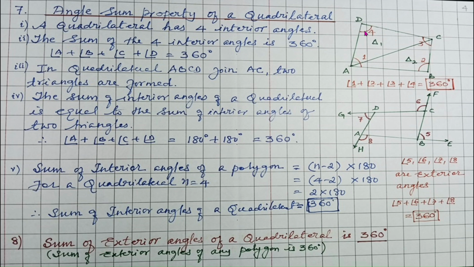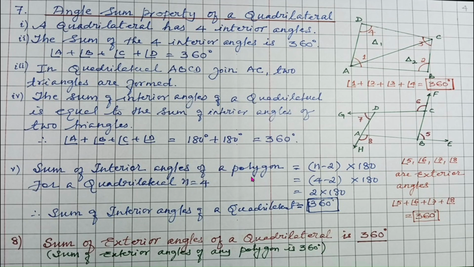Now to understand this, let us do one thing. Let us join AC. Let us draw the diagonal AC. That divides the quadrilateral ABCD into two triangles. Now the sum of the angles of a triangle, that is triangle ACD, is 180, and triangle ABC is 180. Therefore 180 plus 180 becomes 360 degrees, and that is the reason why the sum of the four angles of a quadrilateral is 360 degrees. Please remember that.